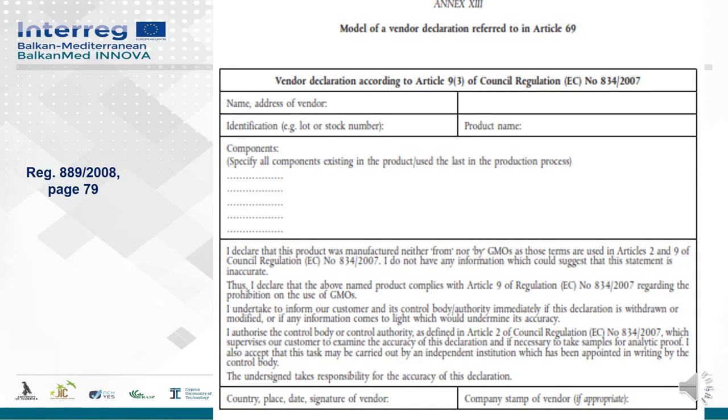Continue with Annex 13. This is the model of a vendor declaration referred to in Article 69. Again, this is a model. You can find it on page 79 of Regulation 889 of 2008. Look carefully at which data this declaration is asking for.